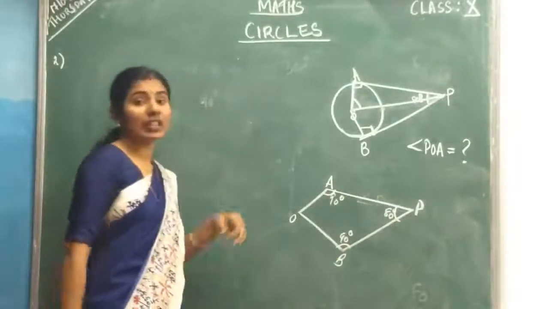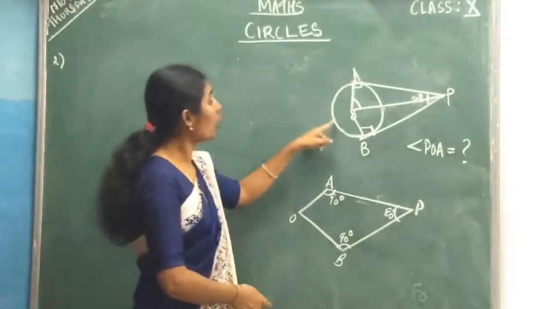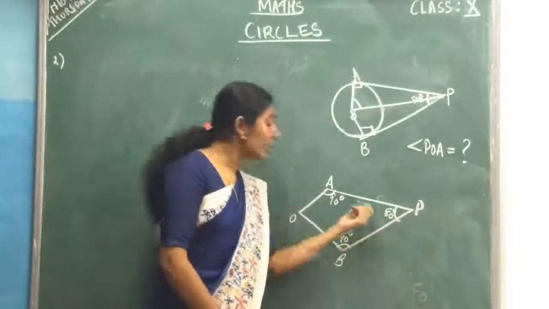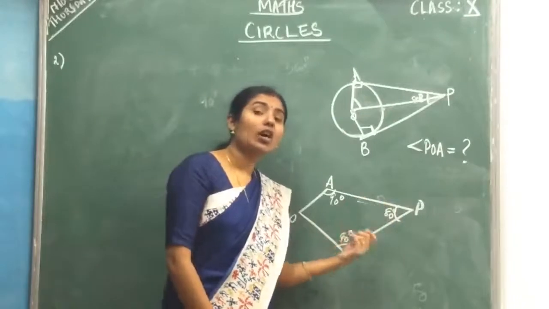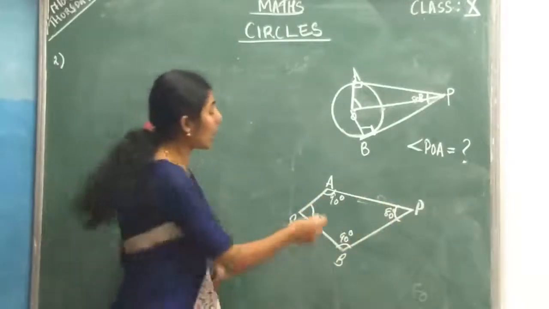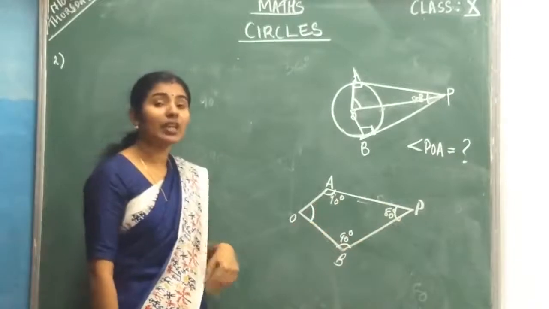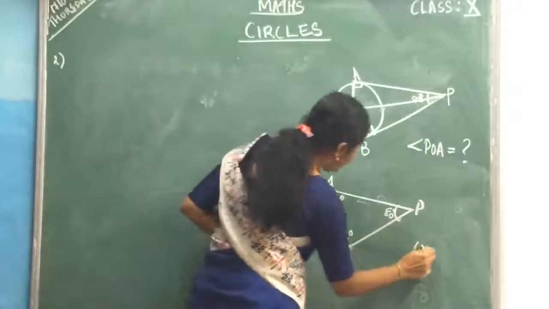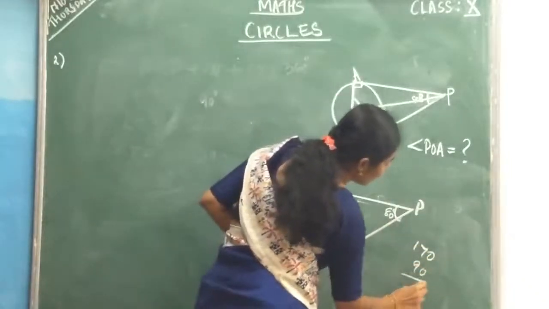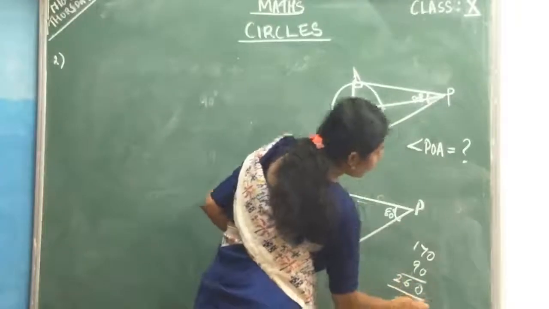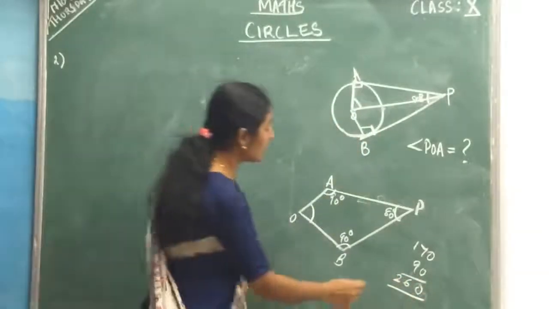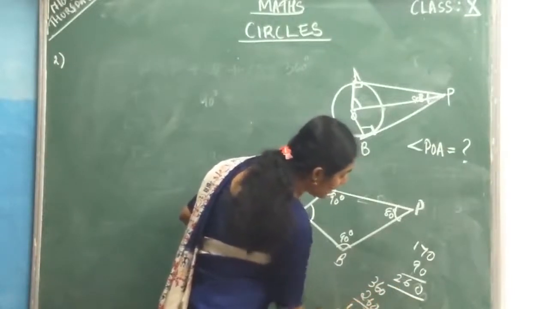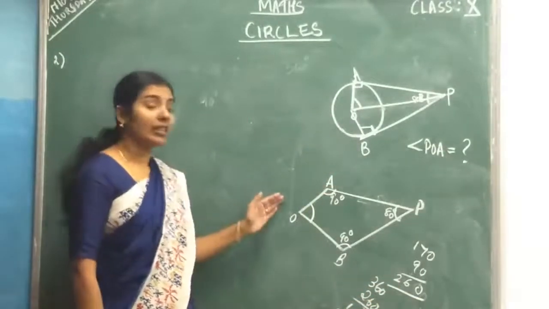Now when you are seeing, you will get PAOB is a quadrilateral. So it has 4 angles. 3 angles are given. So how to find the 4th angle? Add all the angles and subtract it from 360 degrees. So what will you get? 90 plus 80 is 170. 170 plus 90 is 260. Now 360 when you are subtracting 260, what will you get? 100. Isn't it?